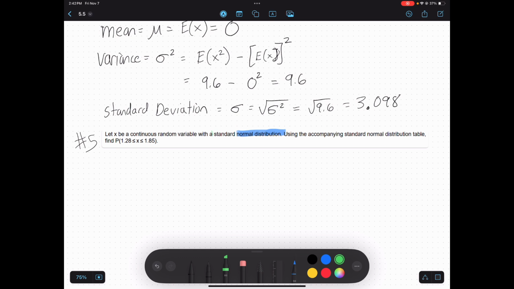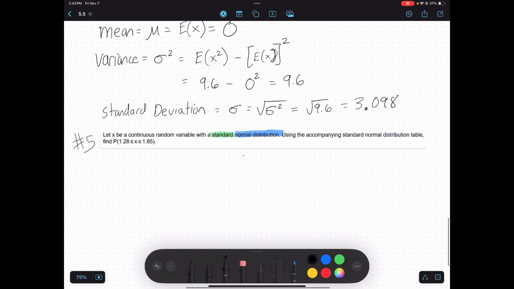And that's because it uses this word right here, a standard normal distribution. Well, with a standard normal distribution, we just assume that the mean is 0 and the standard deviation is 1. Why is that significant? Because remember, in order to be able to calculate any sort of probabilities or areas, I need to find z-scores for my data.